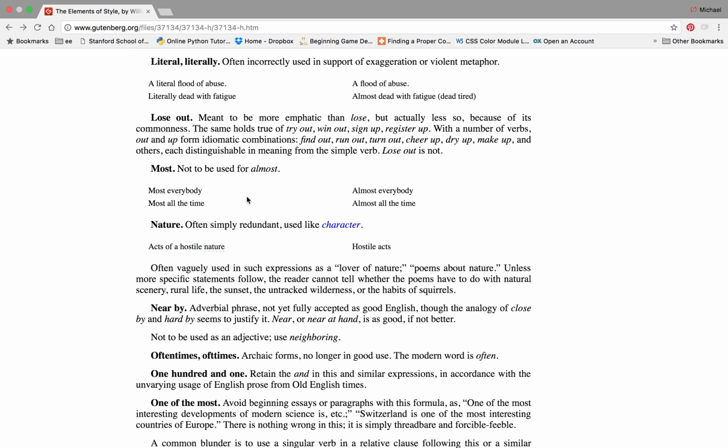Okay, so literal or literally, often incorrectly used in support of exaggeration or violent metaphor. Again, I must come off like the biggest nerd known to man, but that's just hilarious. Violent metaphor. Hysterical to me. This is when he had too much rum or too much absinthe, and I just feel like it's hilarious. A violent metaphor? Like, he's so mad. And, like, I don't like when people use literally.